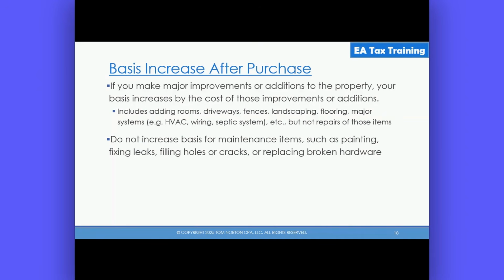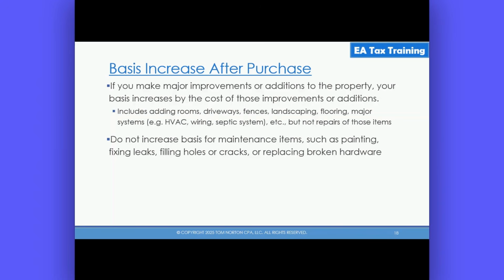So if you are fixing a pothole in the driveway, that's a repair. You don't add that to the basis. But if you're adding a whole new driveway, then you would add that to the basis. Or if you are repairing the air conditioner, that's not added to the basis, but adding a new air conditioner is. So these are maintenance items. They do not get added. So that's such as painting, fixing leaks, filling holes or cracks, replacing broken hardware, etc., not added to the basis of those items.